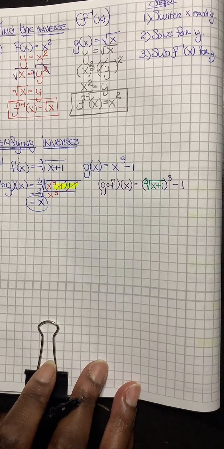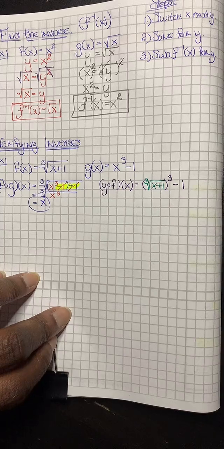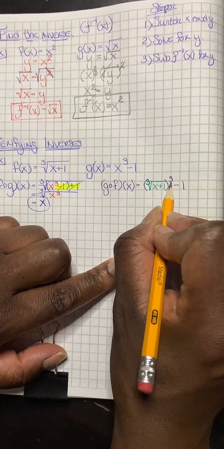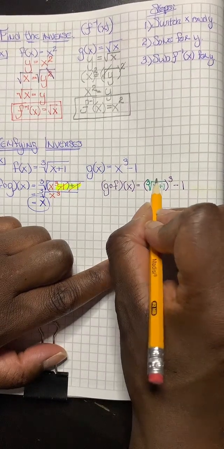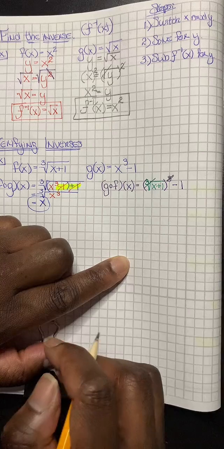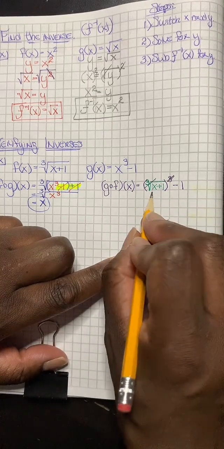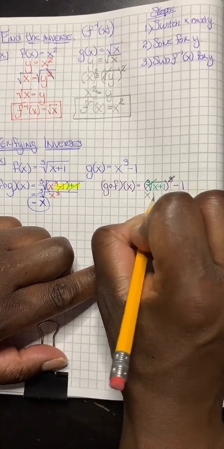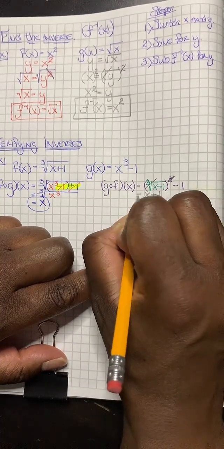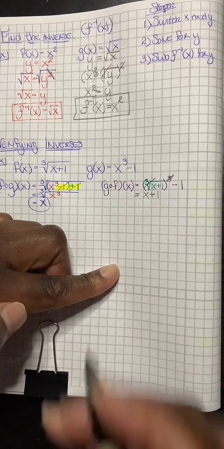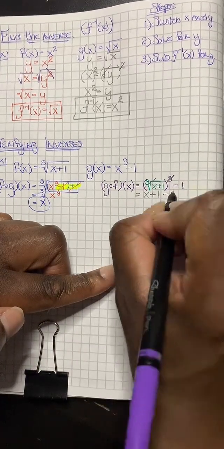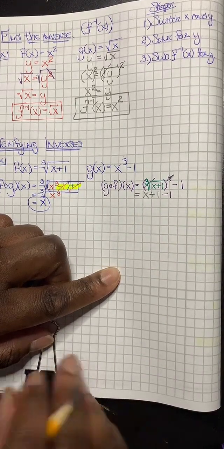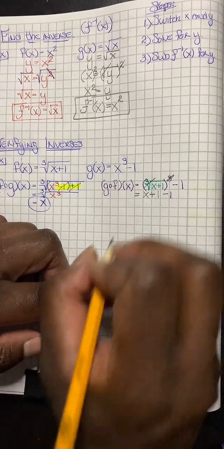So now, the inverse of a cube root is a cube. So right off the bat, they cancel each other out. And what's left is what was underneath the radical, which is our x plus 1. And then we bring down the minus 1. What do you notice next?